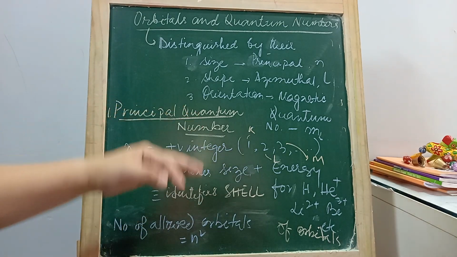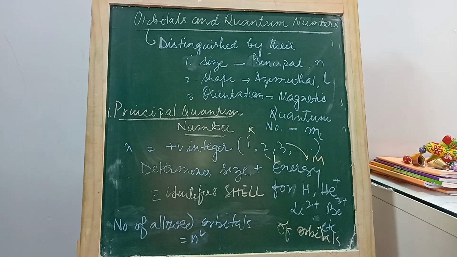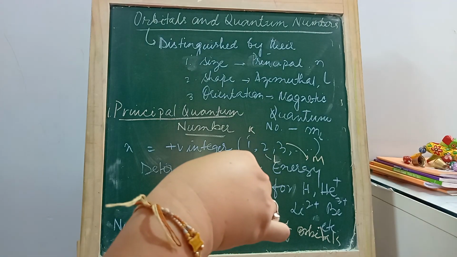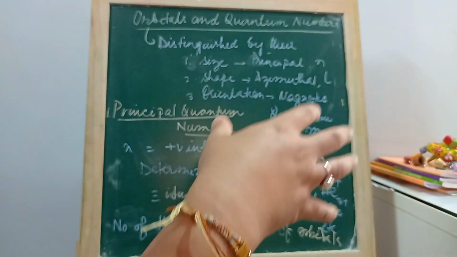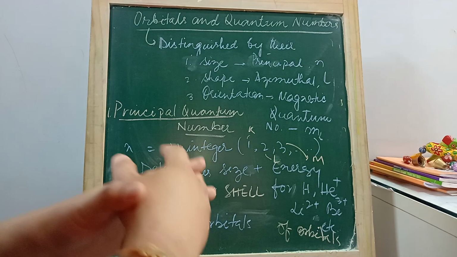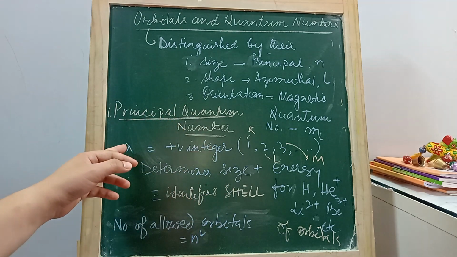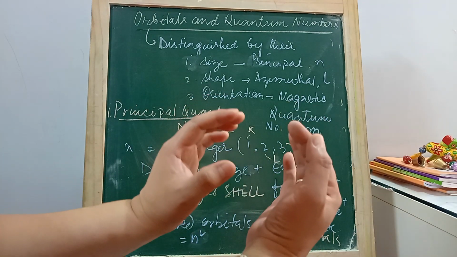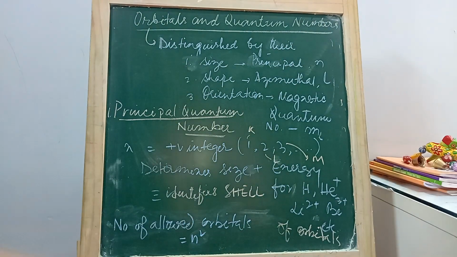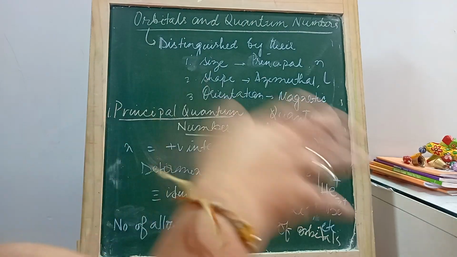So what does the principal quantum number do? It determines the size, and not only size, it determines the energy of the orbital. If an electron stays in a particular orbital, the size of the orbital is told by the principal quantum number. For example, size 1 will be this big, size 2 will be this big. As the principal quantum number increases, the size of the orbital, the space around the nucleus, increases.